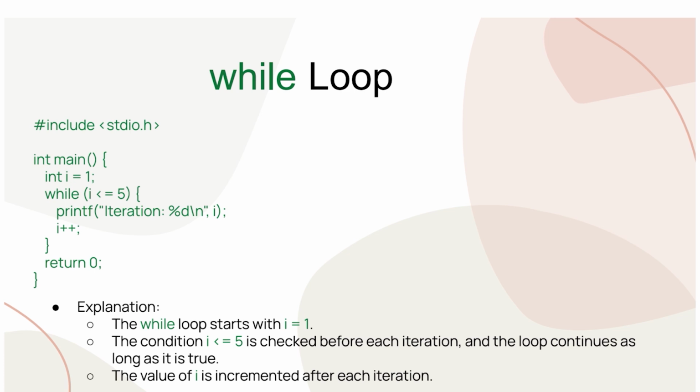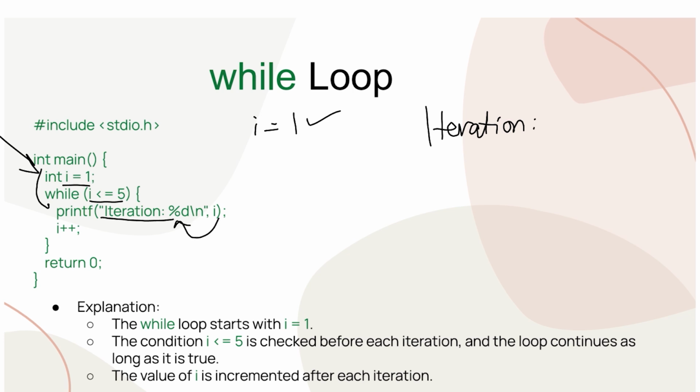In main, I have i equals 1. So the value of i is initialized to 1 before entering the while loop. In while, I am testing the condition: is the value of i less than or equal to 5? So let us create a variable table here. i equals 1. Condition is true? Yes, it is. So enter the loop. Printf iteration: it will print on the output screen iteration colon, value of i, which is 1.